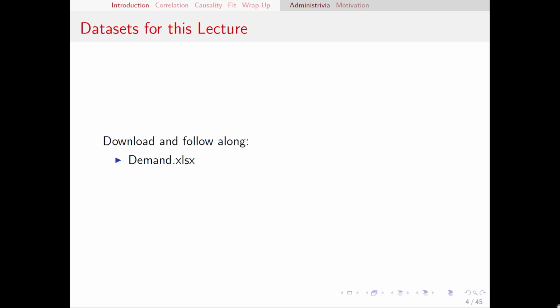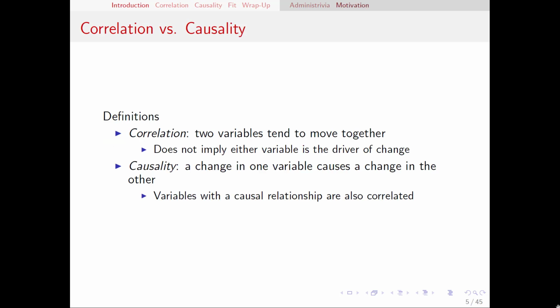As with the last set of videos, we're going to be using the demand Excel file. I encourage you to load that up to follow along. In this first video, we are going to draw the distinction between correlational and causal regressions, and then get into what makes a correlational regression.